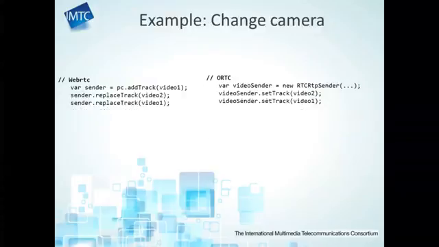This is a change camera example. Looks pretty much the same in WebRTC and ORTC. You basically call replaceTrack to replace the camera. Maybe go from a front to a back or the other way around. Next.